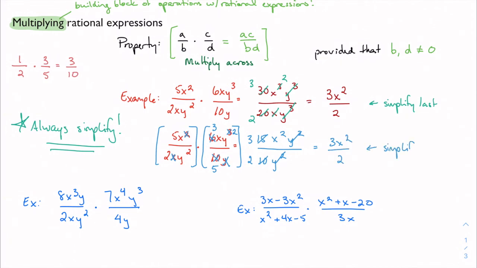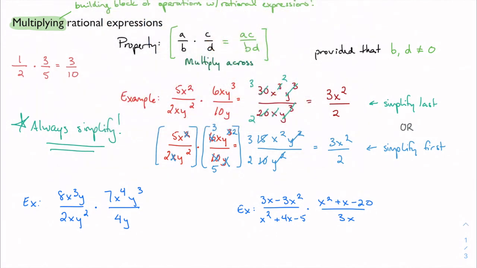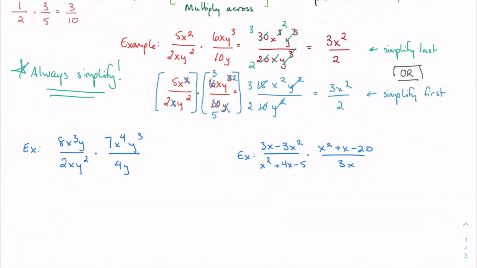Kind of whatever works. I kind of go for whatever I see first in reality. If I can simplify whatever I can beforehand, I will. But if I don't notice it, then I'll just do it at the end. Just keeping in mind that sometimes it can get a little bit messy to simplify all at the end because there's a lot going on. So I kind of like to simplify first and then check later at the end. But let's see this in action a couple different ways.